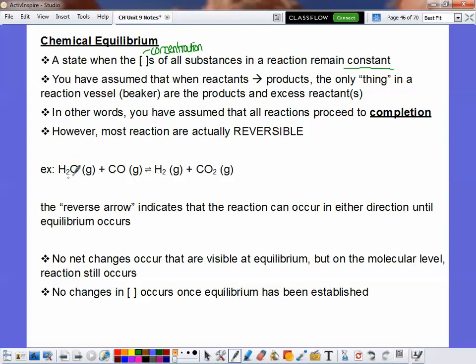So, for example, here we have water and carbon monoxide reacting to form hydrogen gas and carbon dioxide, but once some of the hydrogen gas and carbon dioxide form, they will react together, forming back the reactants. So it will go back and forth until their concentrations are no longer changing. Like I said, that reversible arrow indicates that the reaction can occur in either direction until equilibrium is achieved. No net changes are visible at equilibrium, but on the molecular level, the reaction is still occurring, and no change in the concentration will occur once the equilibrium has been established. Okay?